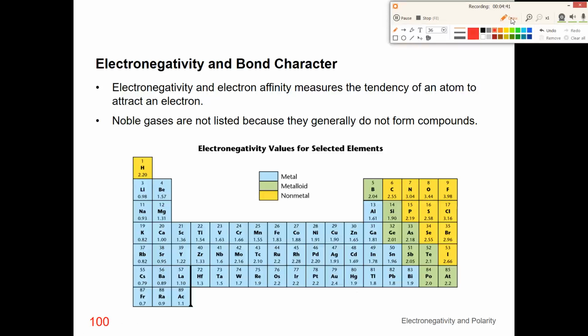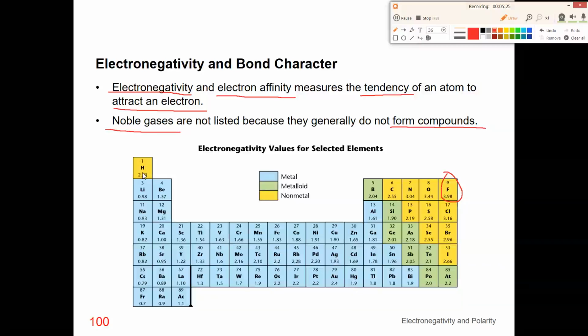Right. So electronegativity is about electron affinity, basically how strongly an element can attract electrons. The tendency, how strong, like we have fluorine. Fluorine has the highest electronegativity, a number of 3.98. This means that of all the elements we know, fluorine has the highest ability to attract electrons. Noble gases are not listed here because usually noble gases won't form a compound.